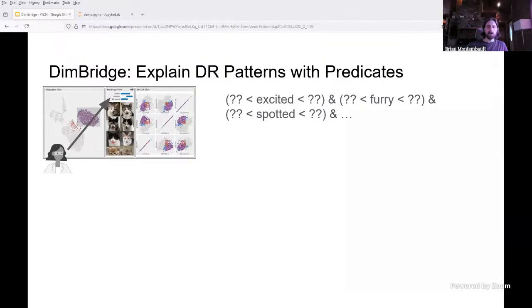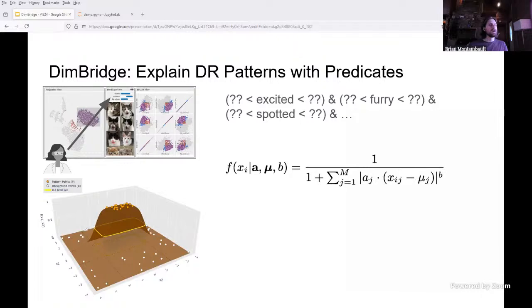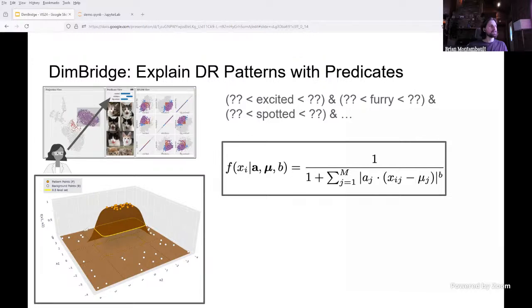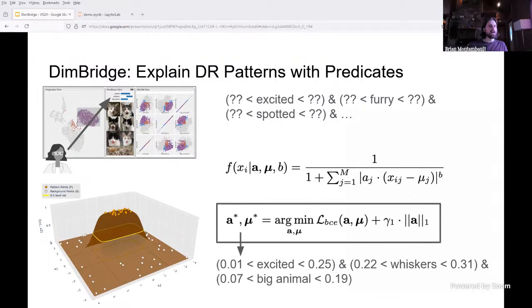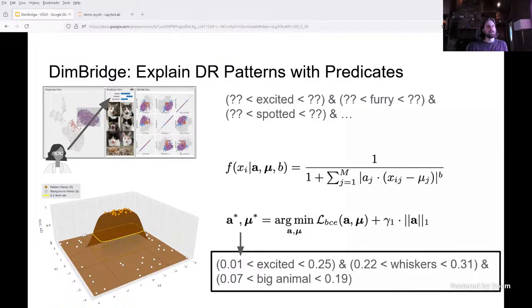Explanations are in the form of predicates, defined by a set of relevant dimensions and value ranges. DimBridge finds predicates from user interactions with a novel algorithm called predicate regression. Predicates are represented as a parameterized bounding box in high-dimensional space, and we use gradient descent to find the one that best matches the pattern selected by the user. So in this case, the selected cluster is explained by specific ranges of the excited, whiskers, and big animal dimensions, and all other dimensions were determined to be irrelevant for explaining that cluster, so they are ignored.